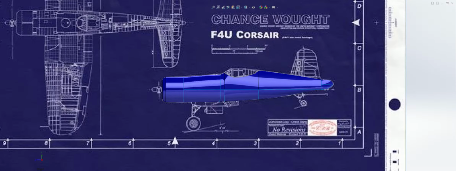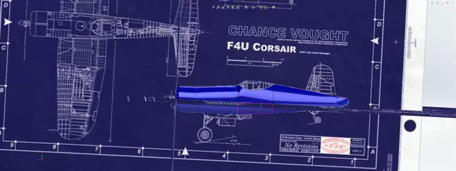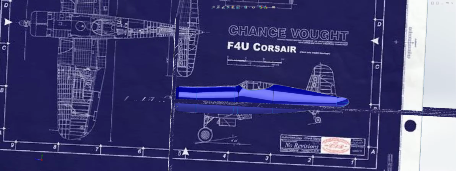I started out by modeling the fuselage, and I started by inserting sketches on the top, right, and front planes. Then I used surface loft, and I made the entire fuselage using surface loft. This part around the fuselage, around the canopy, is probably the trickiest part, mainly because of the curvature.